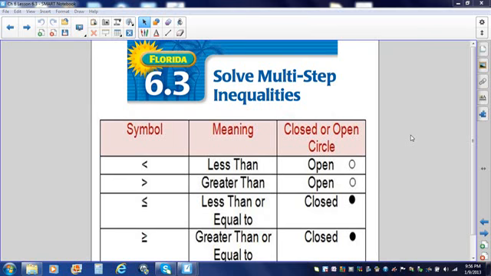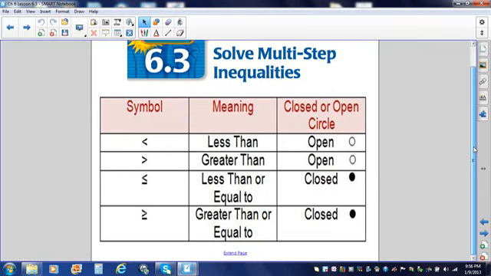Inequalities are not that bad. They just look a little harder than they really are. If you would, I'm going to ask that you pause the podcast and copy down this chart. Please pause the podcast and copy down the chart.